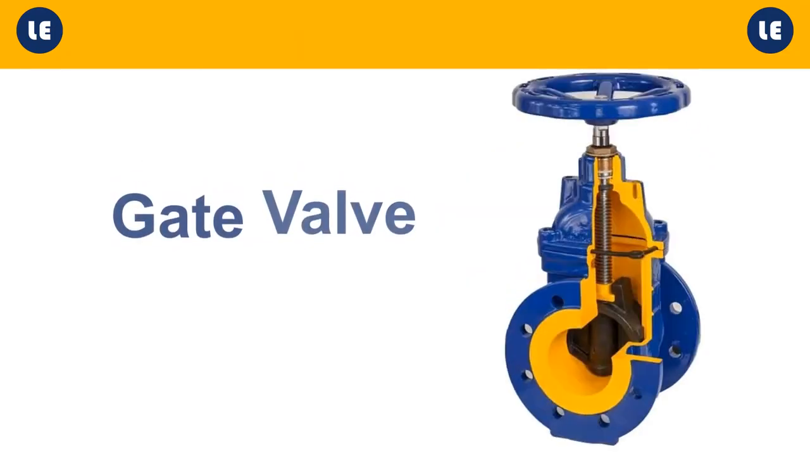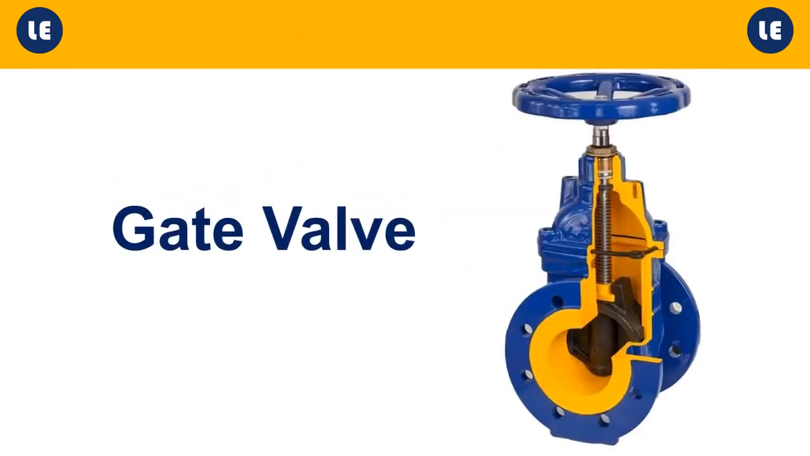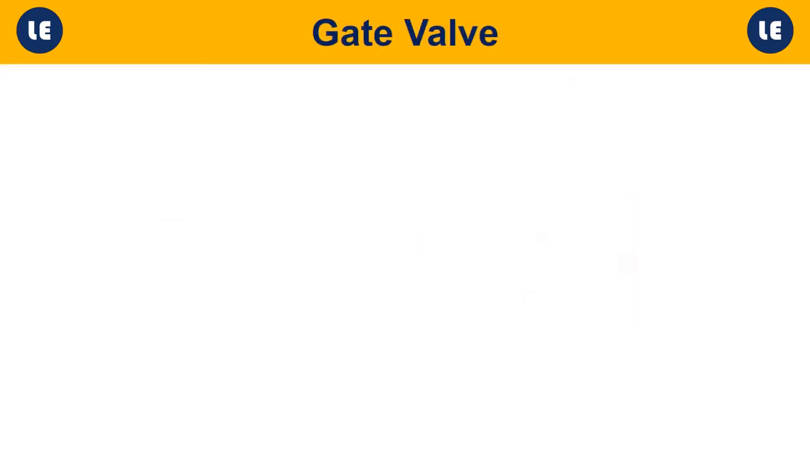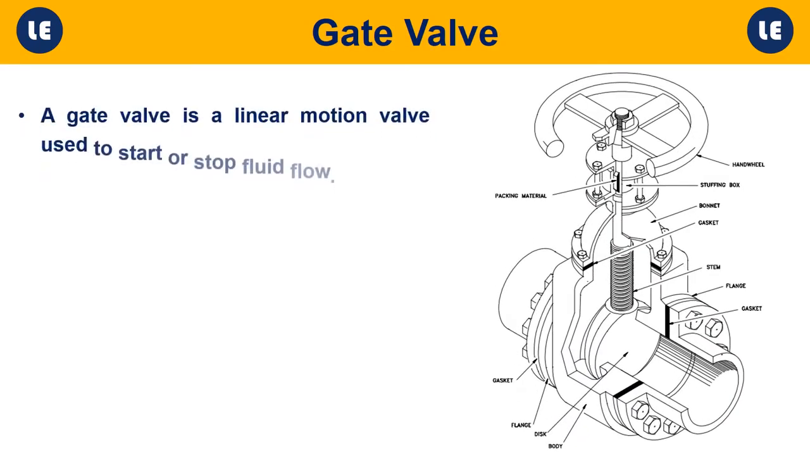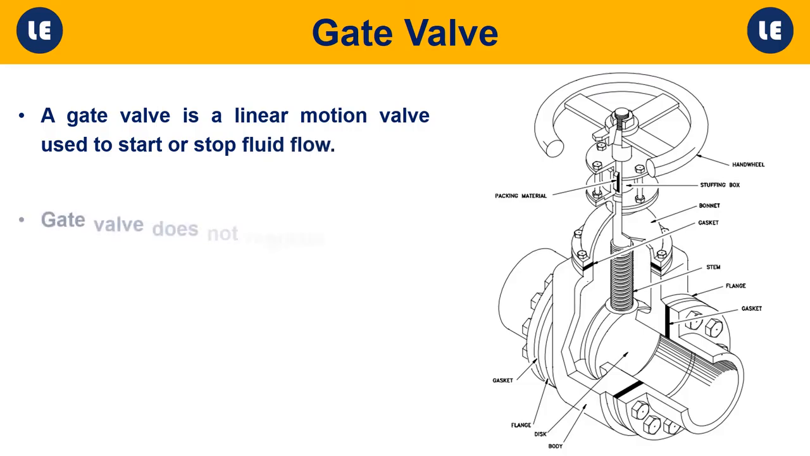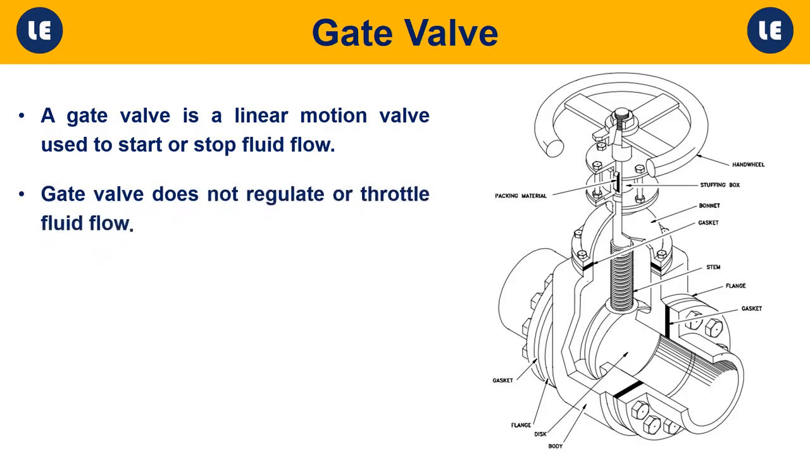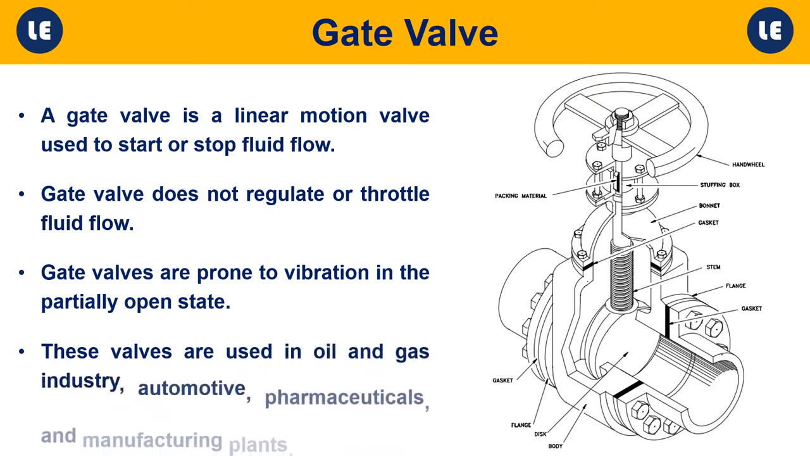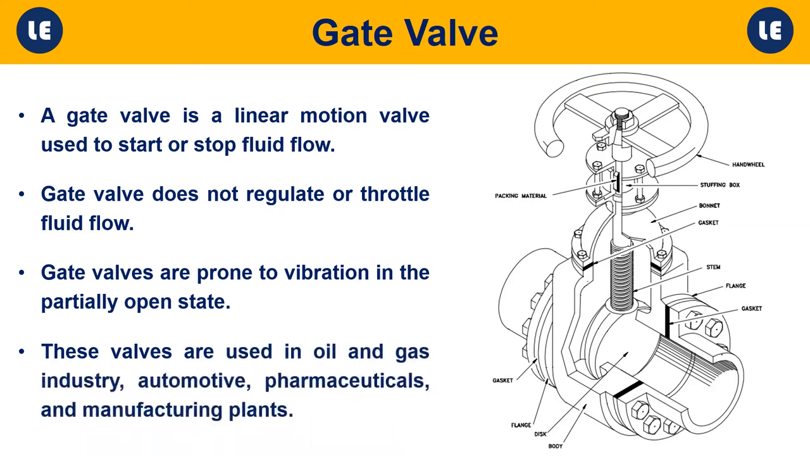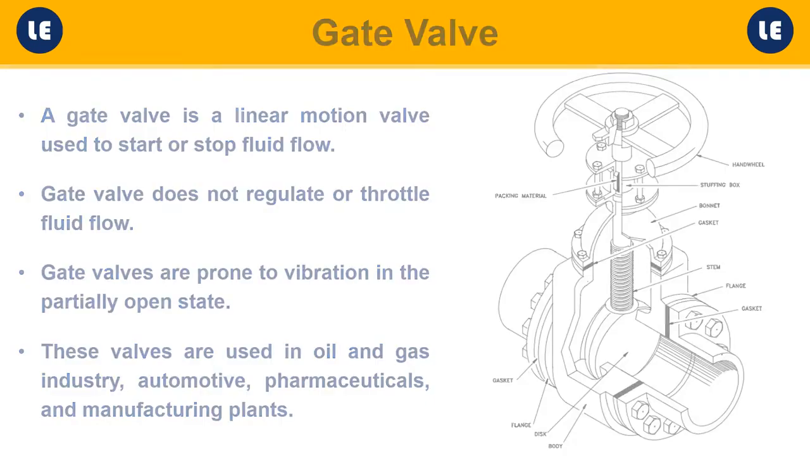Gate valve. A gate valve is a linear motion valve used to start or stop fluid flow. Gate valve does not regulate or throttle fluid flow. Gate valves are prone to vibration in the partially open state. These valves are used in oil and gas industry, automotive, pharmaceuticals, and manufacturing plants.